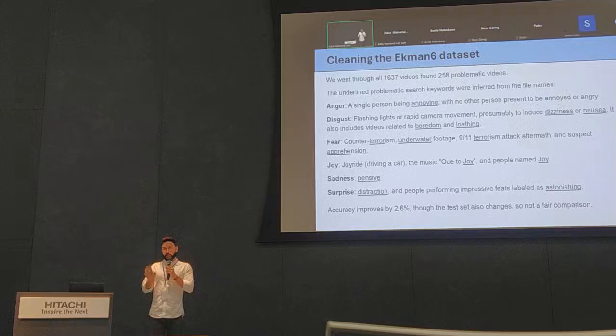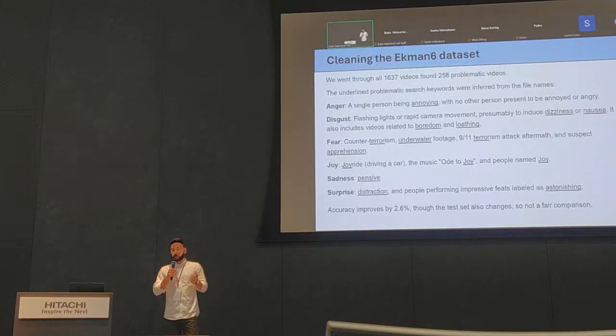There's a side project that I undertook, cleaning the dataset. Because the dataset is only 1,600 videos, I literally went through it one by one. It was a long day, and then I found some very problematic videos. For example, I underlined these search keywords because I can see the file names. So this is only my assumption of how they have been wrongly included in the dataset.